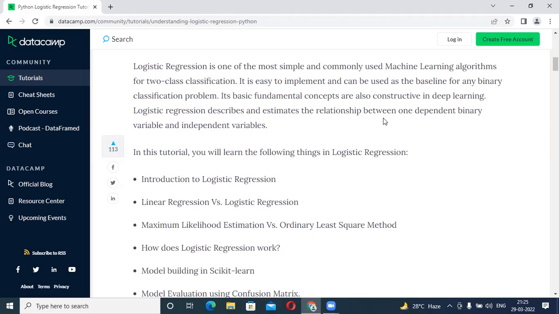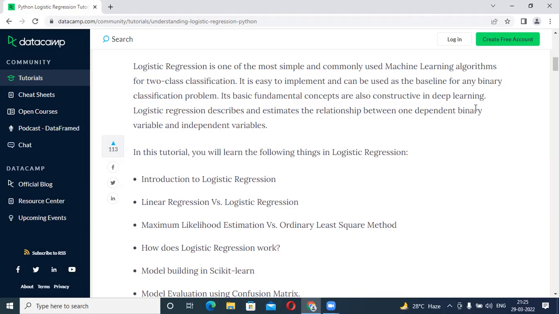It is also a basic fundamental concept and a constructive building block of deep learning. From there we move towards the other parts of machine learning, that is, neural networks. It is a fundamental step, because binary classification is also implemented in deep learning. So logistic regression is basically a fundamental concept and a constructive tool in deep learning.